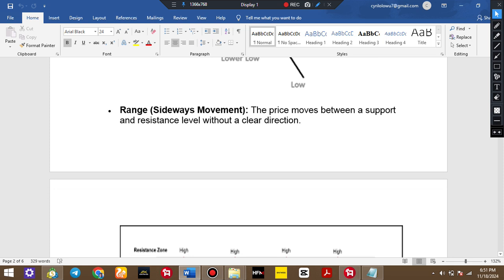Now, the price moves between a support and resistance level without a clear direction. That is in a range market or a consolidating market. Price doesn't move up, neither does it move down. It's just going to be sideways. It will be going what? Sideways. It will not create higher highs, neither will it create higher lows. Don't worry, I'm going to take you to the chart and show you how these things appear on the chart. So as a new trader, you should be able to identify when price is making higher highs, when price is in an uptrend or in a downtrend, or if price is ranging at any point.